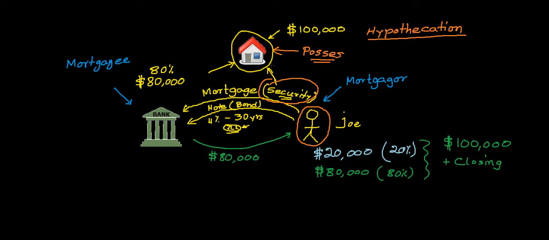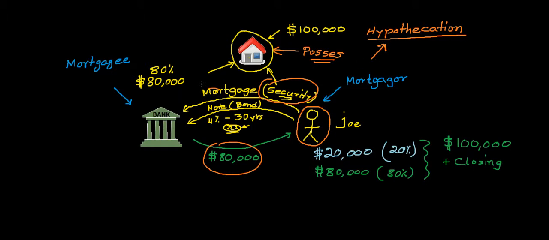Joe is going to be taking possession of this property, even though this house is used as a security for the bank to lend 80,000. This process is called hypothecation.